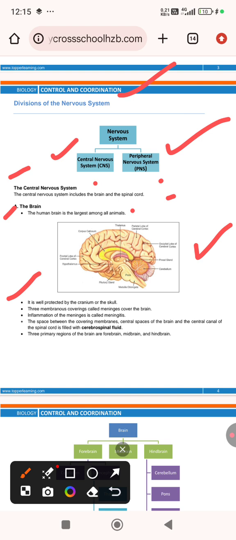It is well protected by the cranium of the skull. Three membranous coverings called meninges cover the brain. Inflammation of the meninges is called meningitis. The space between the covering membranes, the central space of the brain, and the central canal of the spinal cord is filled with cerebrospinal fluid. Three primary regions of the brain are forebrain, midbrain, and hindbrain.